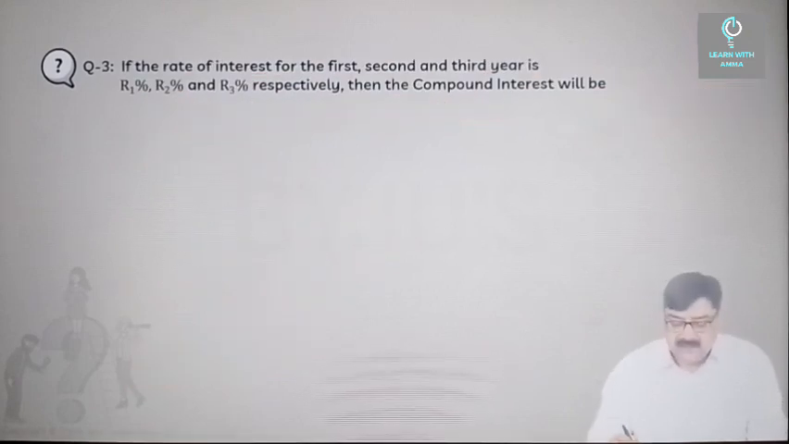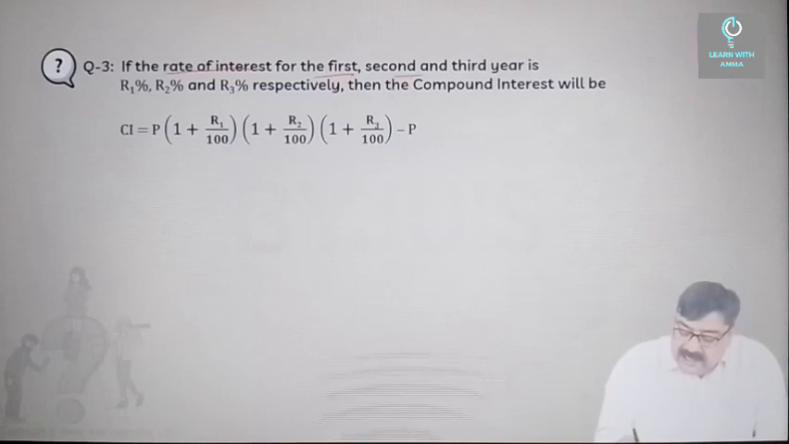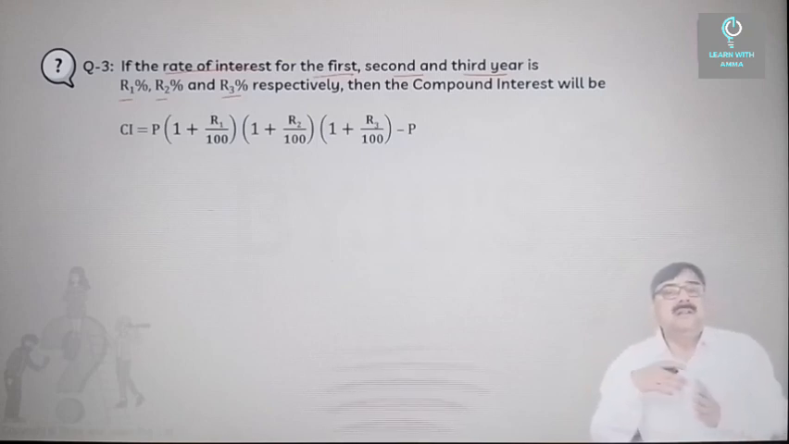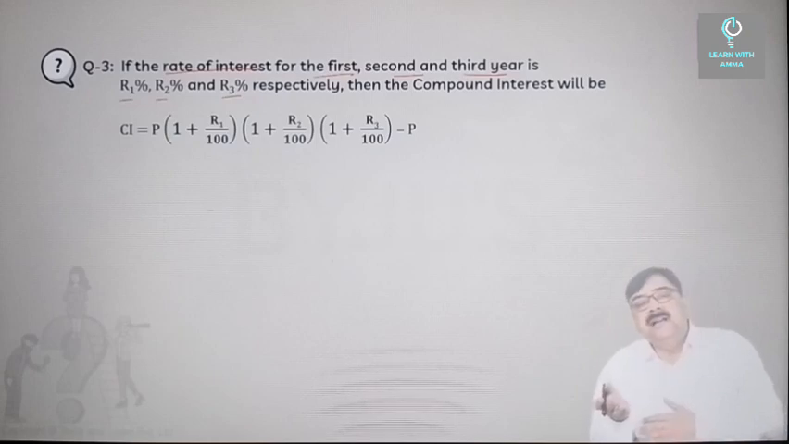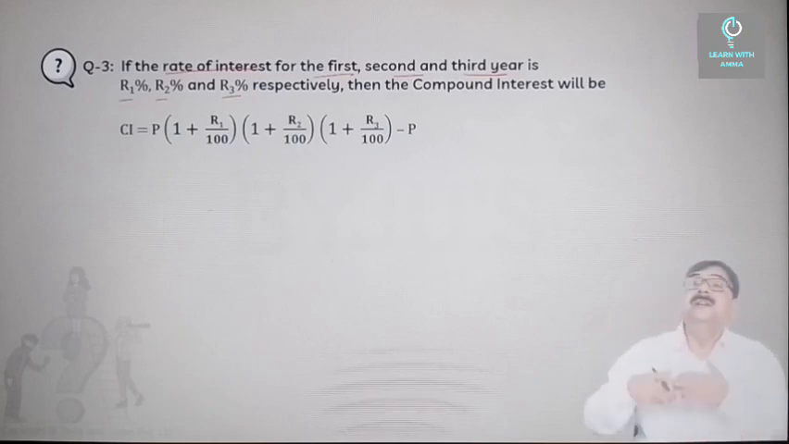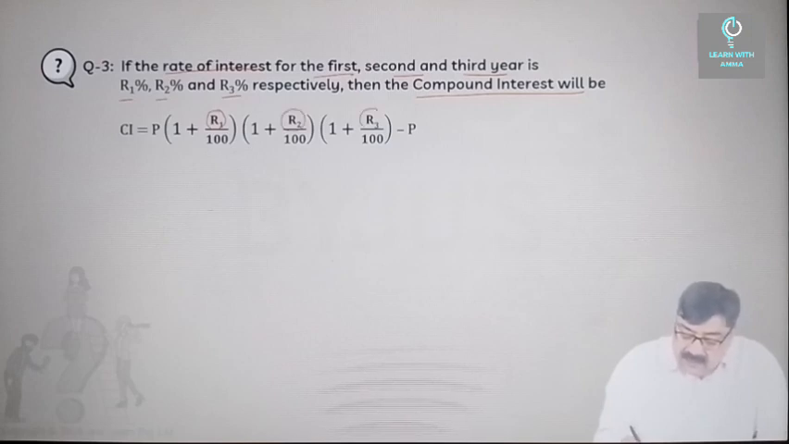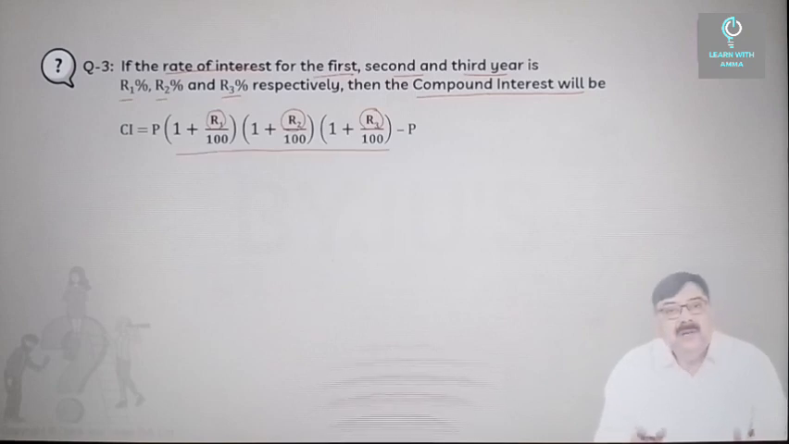Now look at another question. If the rate of interest for the first, second and third year is R1%, R2%, R3%, that is, it is different. For the first year, it is R1%, it is R2% for the second year, and for the third year, R3%, there is a different figure for the rate of interest which is charged. Then the compound interest would be, well, with different rates of interest, so obviously you will need to calculate them separately. So this is the only difference from the previous formula that we have.